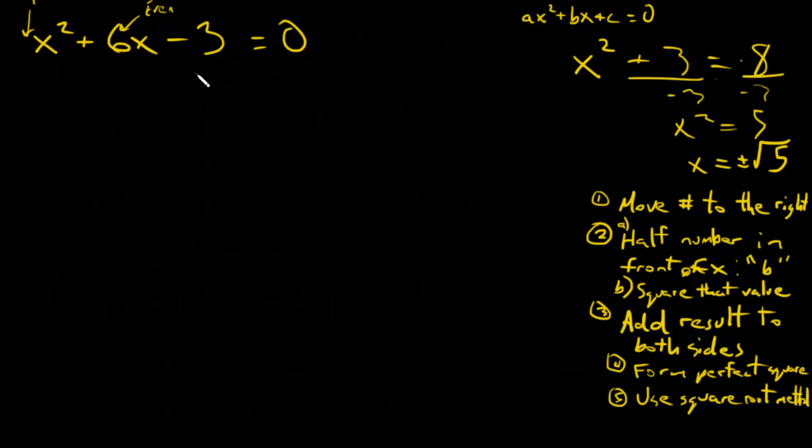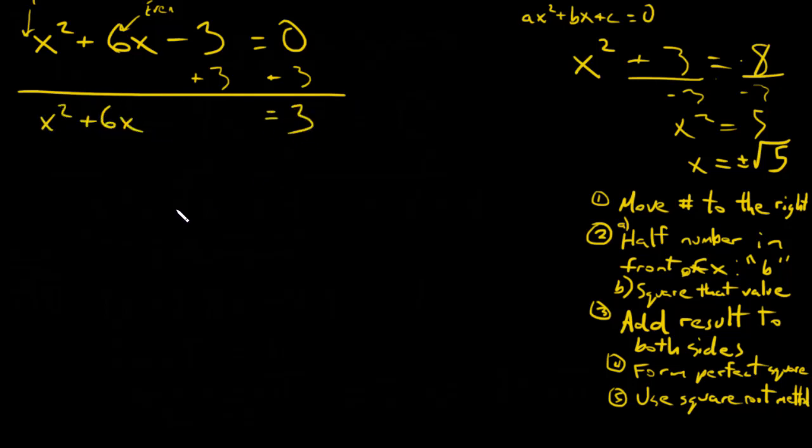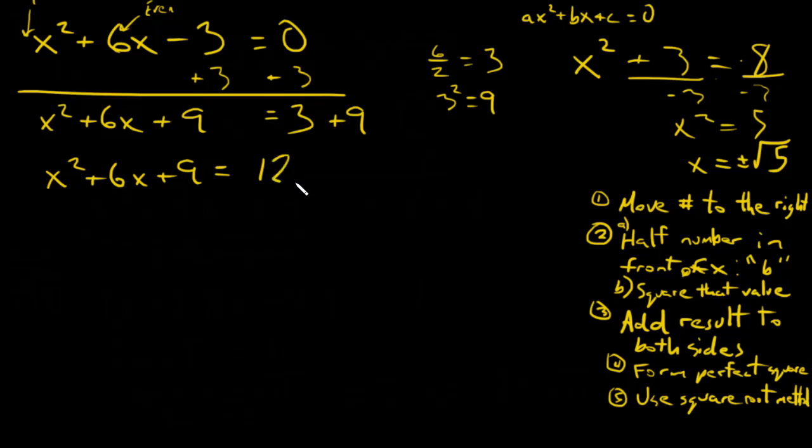First thing, move the number over. Plus 3, x squared plus 6x equals 3. Okay? Now, take this, half it, and square it. So 6 over 2 equals 3. 3 squared equals 9. Add that to both sides. Plus 9. So x squared plus 6x plus 9 equals 12.